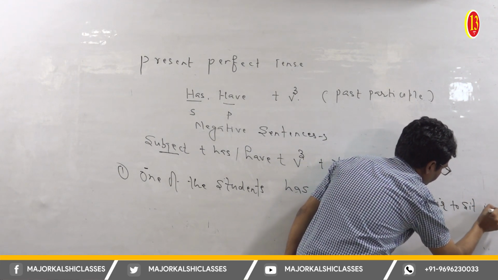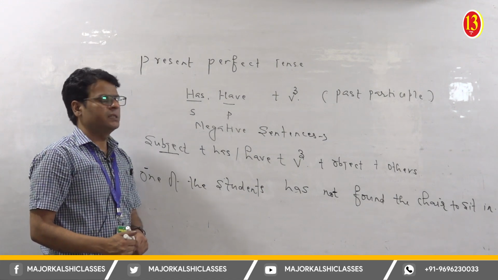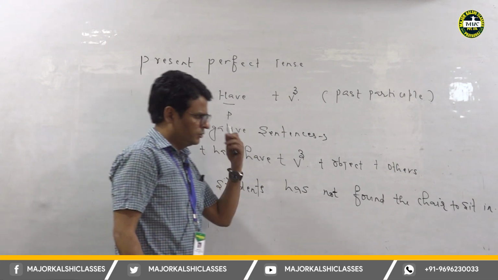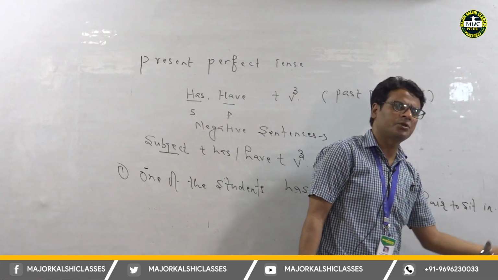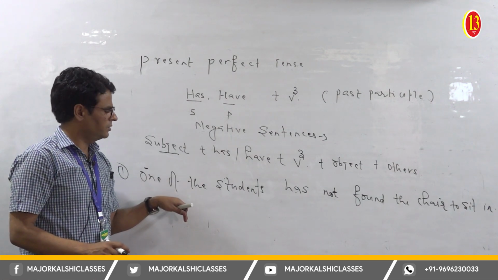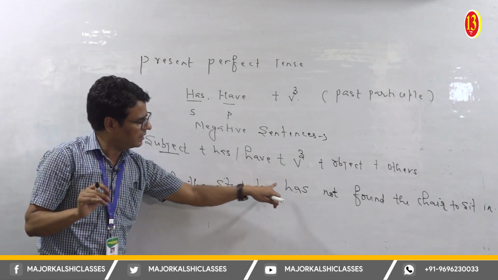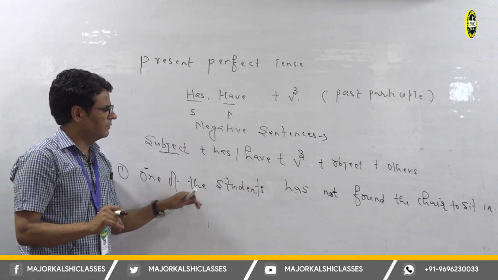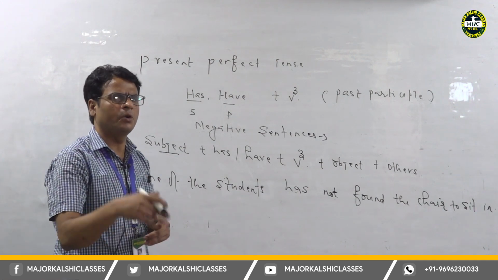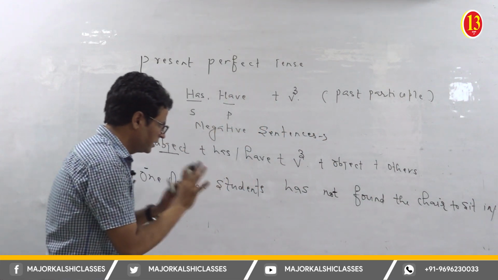Suppose that this is your example. One of the students has not found the chair to sit in. You may use sit in or sit on, both are right. Both prepositions are correct here, no problem. Now this is a negative sentence. What does it mean? One of the students, I am talking about only one student. That's why I have used has, not have. One of the students has not found the chair to sit in, or you may say sit on. Okay, this is our negative sentence.